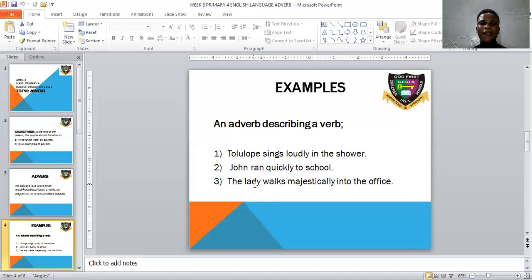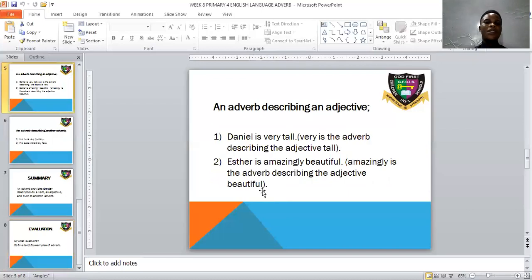So now, adverb. These adverbs are what? Describing a verb. They are describing what? The verbs in each of these sentences. Is that taken? So the first one is loudly, which describes the verb sings. The second one is what? Is quickly, which describes the verb ran. The third one is majestically, which describes the verb walks. Is that taken? Good. Now let's look into the second form of examples.